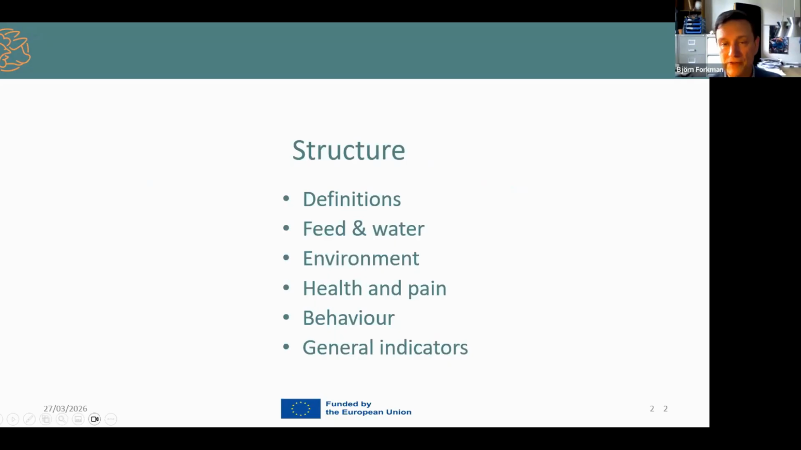So the structure of the lecture of today is that I'll go through some definitions and then take some time to talk about the different parts of welfare assessment or types of welfare indicators that there are. So this is essentially built up on the idea of the 5 domains model, which is very popular nowadays. But it's also the same structure that Welfare Quality has used, a big EU project that focuses on animal welfare and animal welfare indicators.